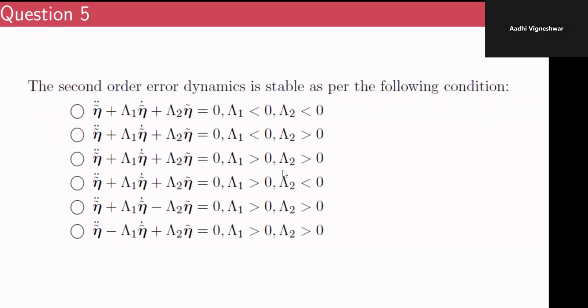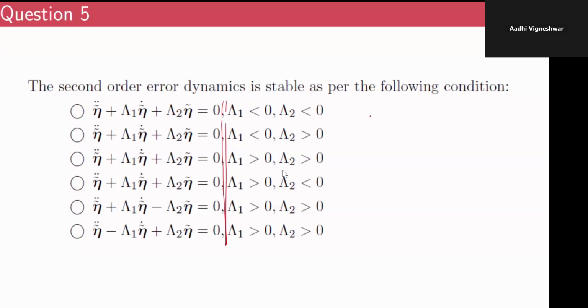Right. So we'll look at this, there are two parts to this question. The first part is the differential equation itself, the error dynamics equation itself. And the second part is the constraint on the coefficients, right? So, which of these options are correct?